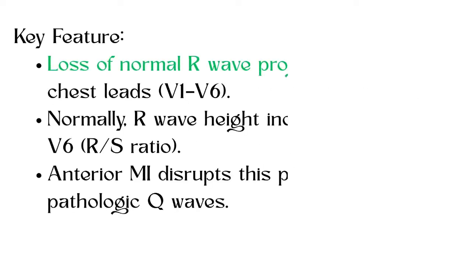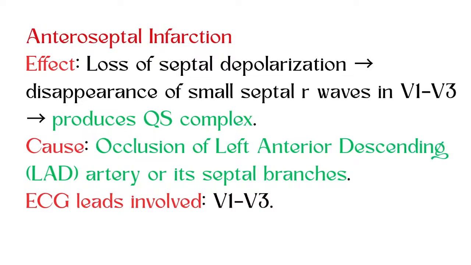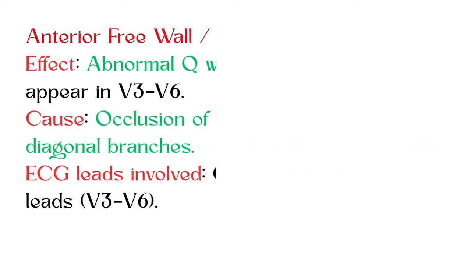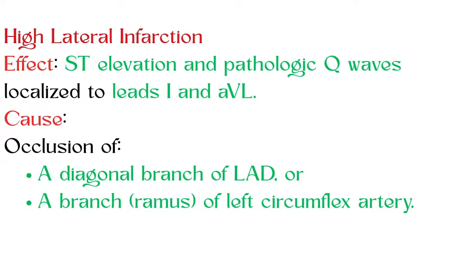Anterior wall infarctions disrupt normal R wave progression in chest leads. Anteroseptal MI show QS complexes in leads V1 to V3 due to septal damage. Free wall or apical MIs affect leads V3 to V6. High lateral MIs show Q wave in leads 1 and AVL. Most are caused by blockages in the left anterior descending artery or its branches.